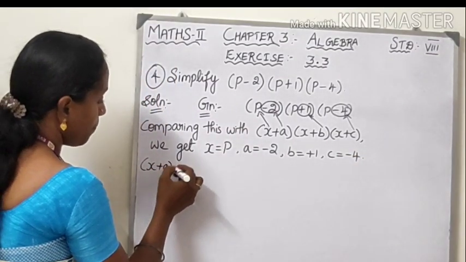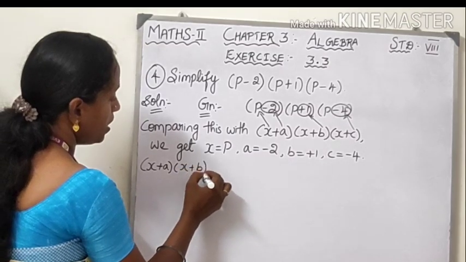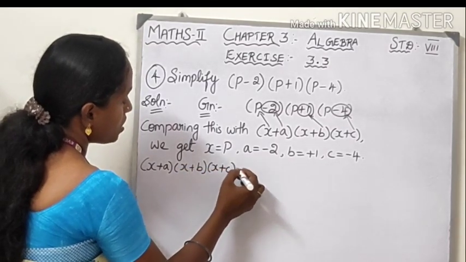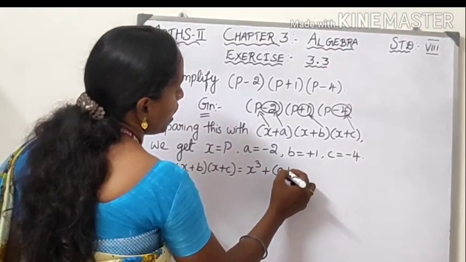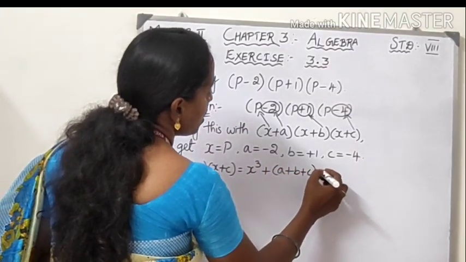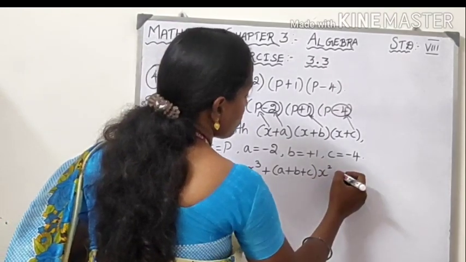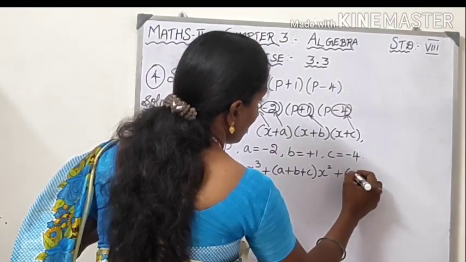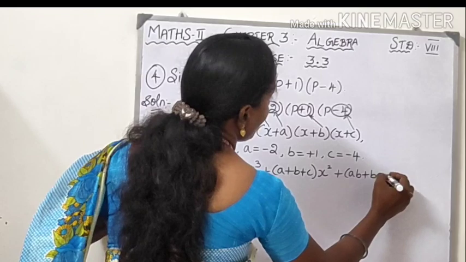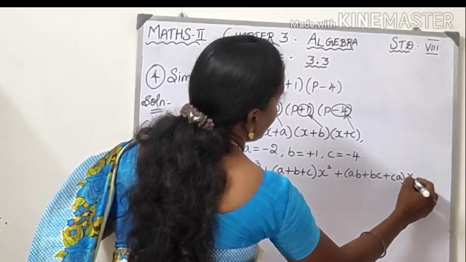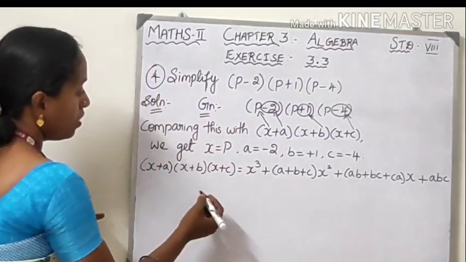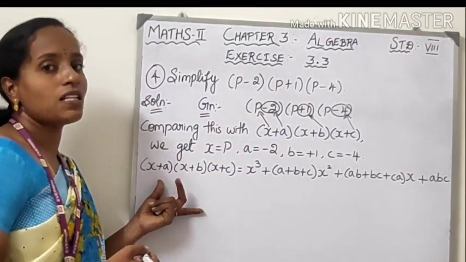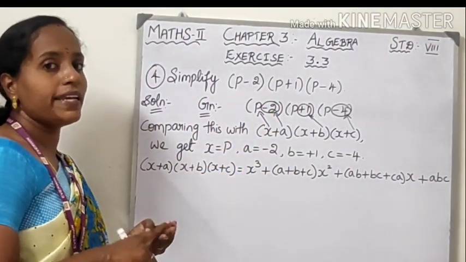X plus A, x plus B, x plus C is equal to x cube plus A plus B plus C into x square plus AB plus BC plus CA into x plus ABC. Now we are going to replace the values of x, A, B and C.